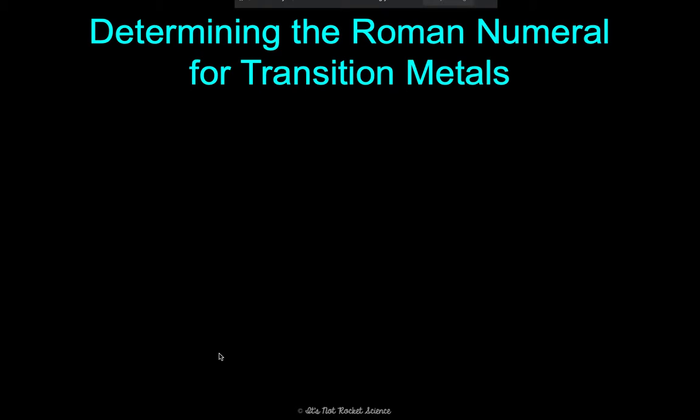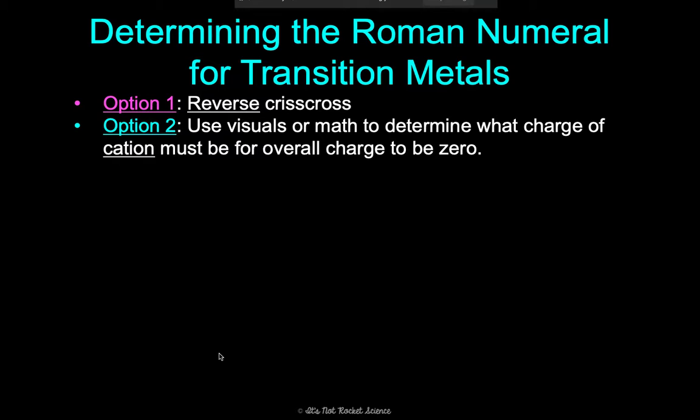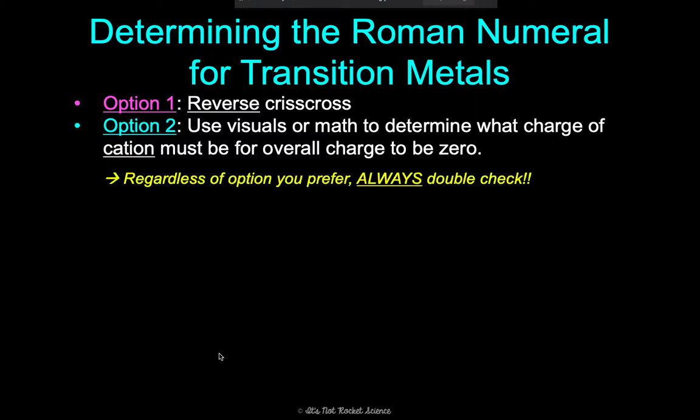Okay, so let's go ahead and start talking about determining the Roman numeral for transition metals. There's 2 different ways. Option 1 is to reverse crisscross, which is what I essentially just did in the previous slide. I feel like that's the easiest, just because you can backtrack what you do when you go from the name to the formula. The second option is to use visuals or math to determine what charge the cation must be for the overall charge to be 0. So regardless of which option you prefer, always double check that you're correct.